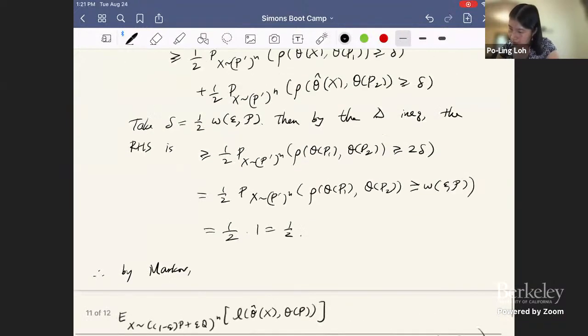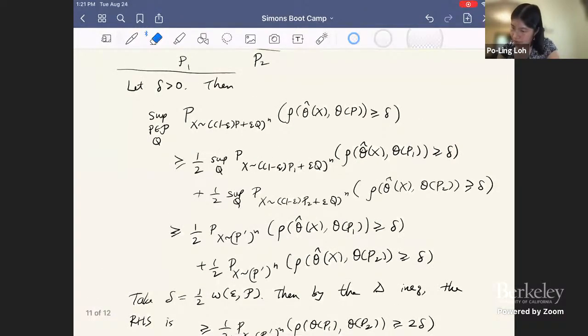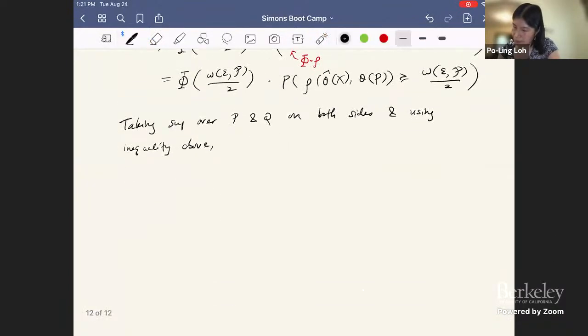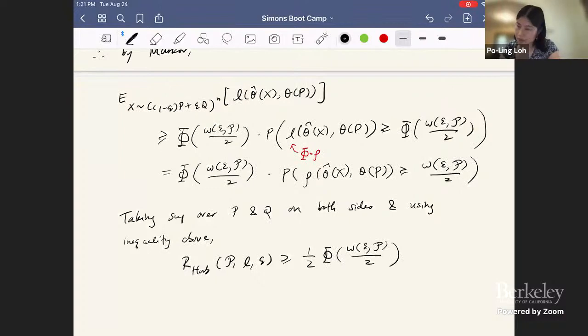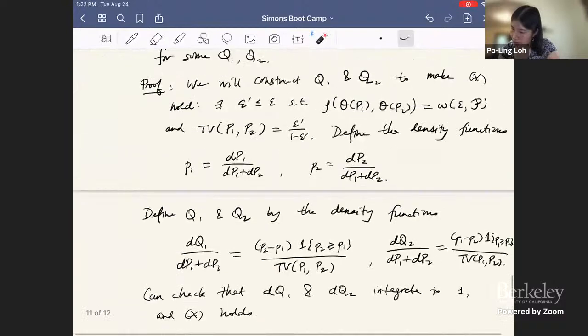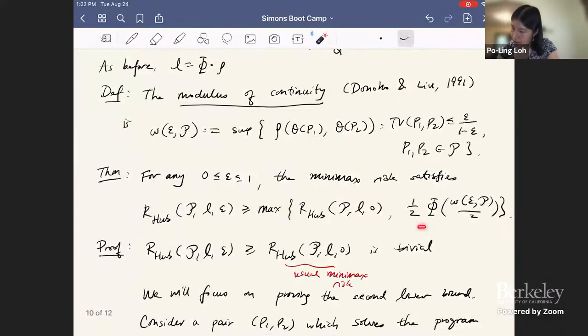So that was this inequality here, right? So we need to take a sup first because we have a sup of these guys. We get the minimax risk, R of H Huber, P, L, epsilon is at least 1/2 phi of omega epsilon over 2. Okay, and that's what we wanted. So just to recap, we have gotten this second bound here, and therefore, if we want to calculate the bound on this guy, we can take the max of these two.